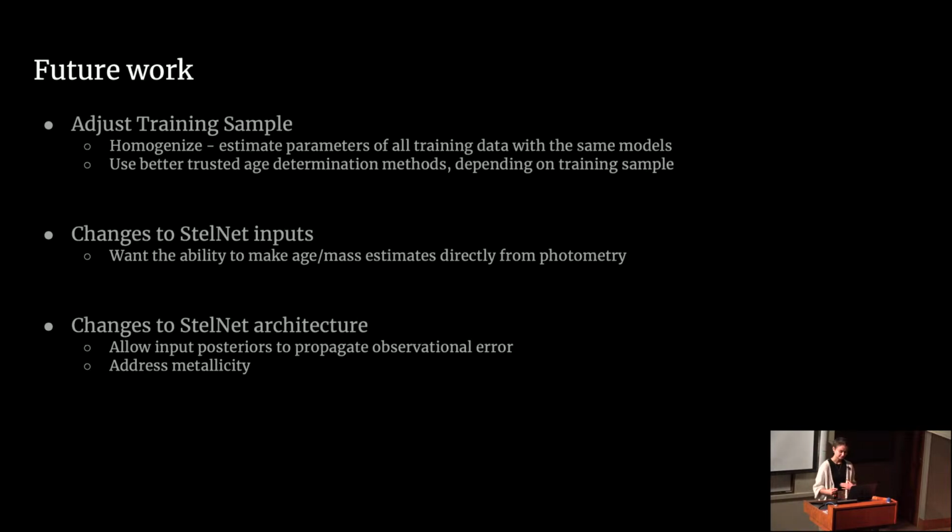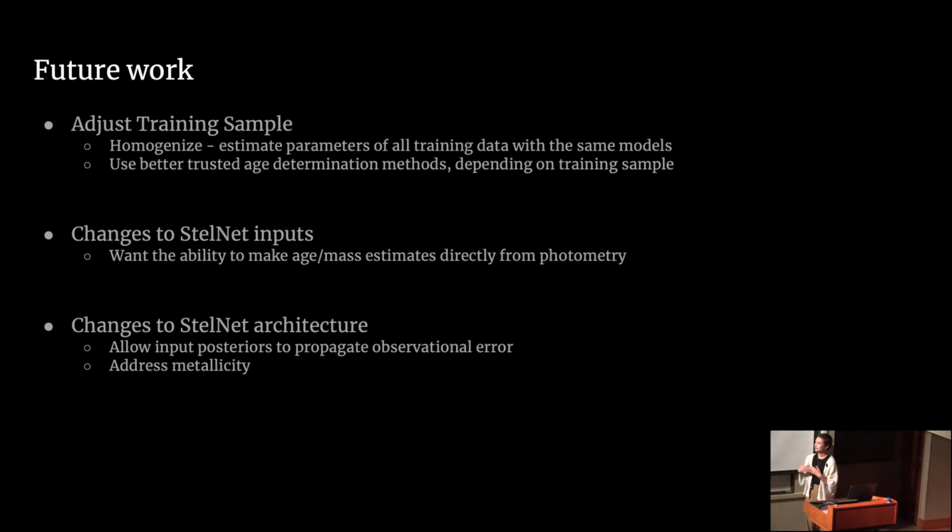So speaking of improving StelNet, there are several avenues we can take to make it a more useful tool to astronomers at large, starting with a couple possible adjustments to the training sample. We could either homogenize the models that we use to estimate ground truth ages and masses, or we could use quote-unquote better trusted age determination methods apart from model fitting to use as our ground truth. Second, right now, StelNet takes a temperature and a luminosity as inputs, but those are already derived quantities, and we think it would be more user-friendly if StelNet could make age and mass estimates directly from photometric observations.